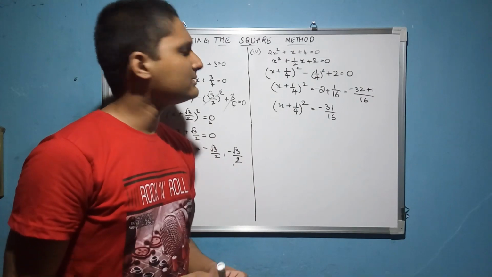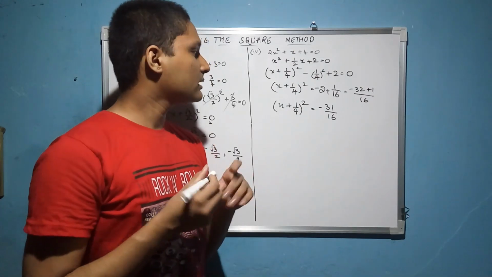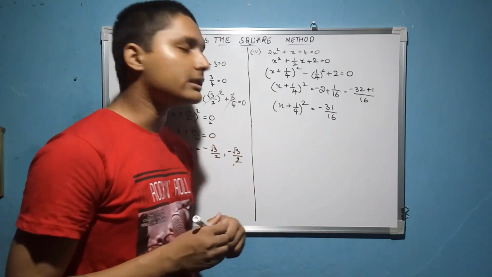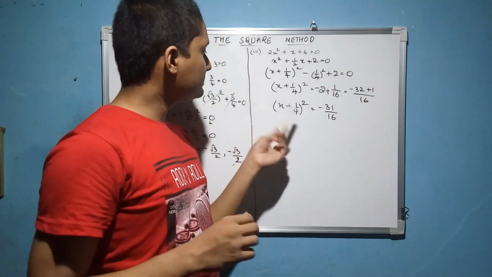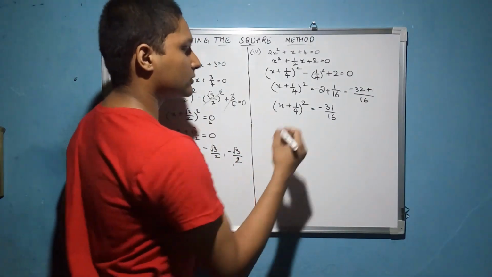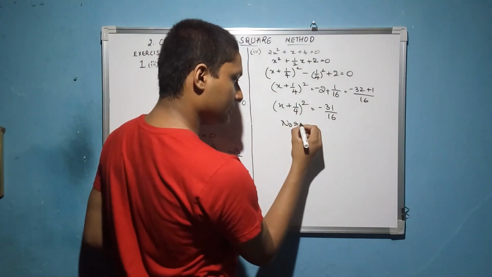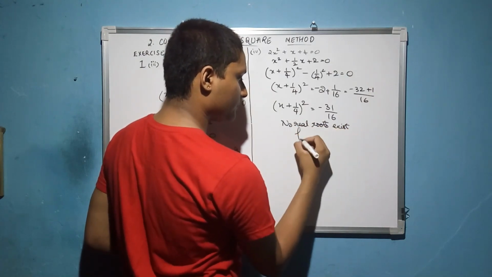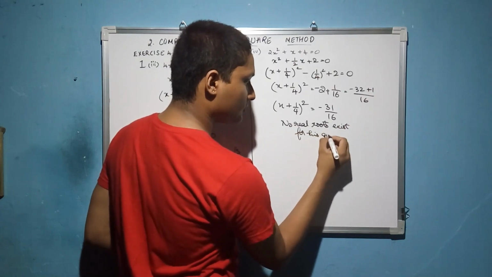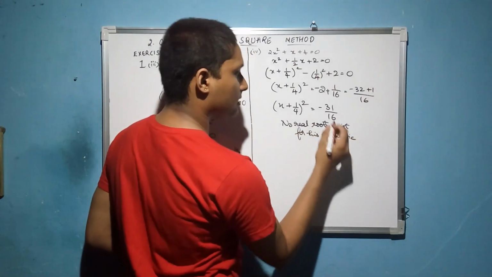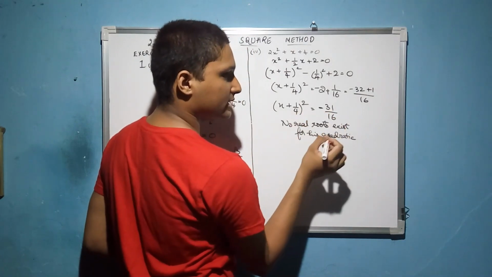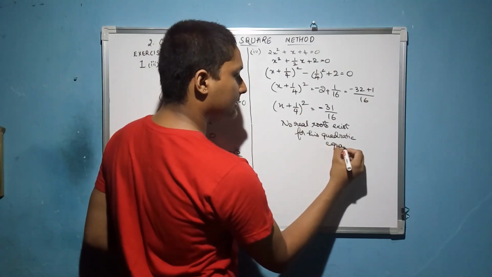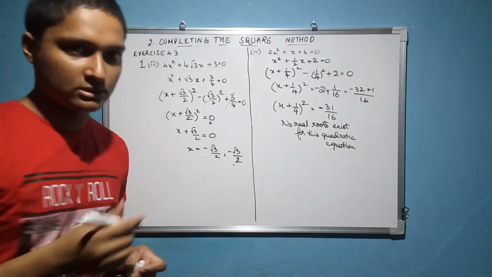So how is it possible that a square number is going to be negative? So from this case you can conclude that every quadratic equation need not have a real root. So you can find out from this that this equation cannot have a real root. So we can just tell that no real roots exist for this quadratic equation. Since a square cannot be negative, you can just conclude that it cannot have any real root. Okay.